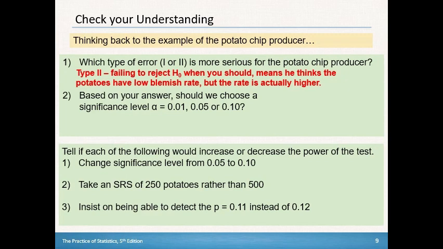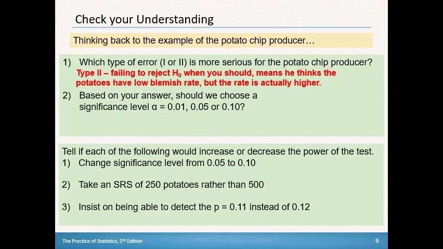If he rejects a truckload of potatoes that are still actually good, then okay, so he's wasted those potatoes, but he's not going to get bad potato chips. So the worst thing for him is if he fails to reject a truckload that has a high blemish rate, and he gets a sample that indicates that he shouldn't reject it when he actually should, that's a type 2 error. And so his potato chips are going to have more blemishes as a result.